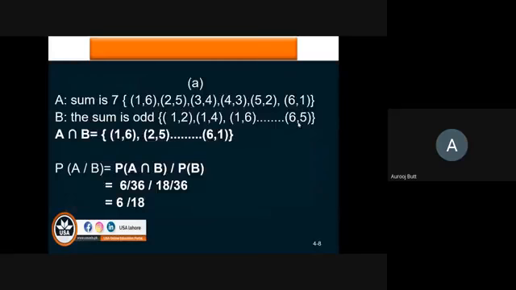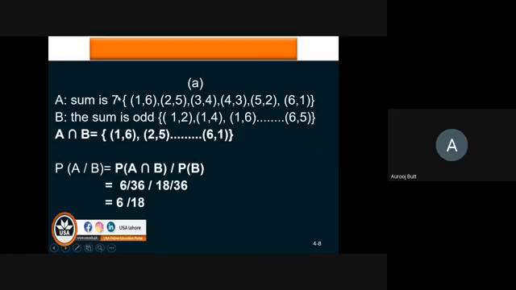According to the given condition, they are saying to find the probability that the sum is 7 given that the sum is odd. According to conditional probability, you have the formula: probability of A intersection B divided by whatever is given under this condition, which will come in the denominator. Probability A intersection B means you need to find the common points in both of these events.